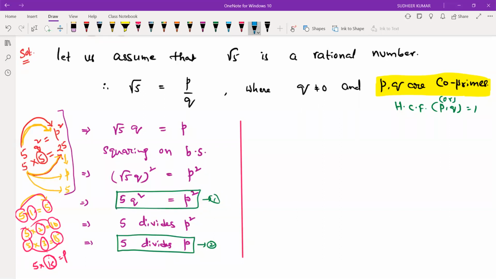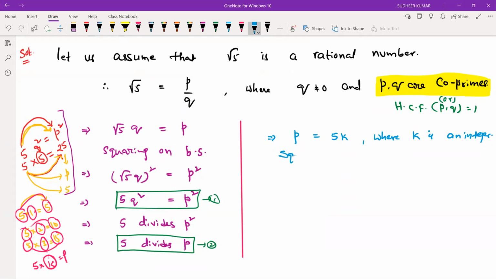Now, when 5 divides P, we write P equal to 5K, where K is an integer. Now again, 5 divides P means 5 is a factor of P. Now we should check whether 5 is a factor of Q or not.